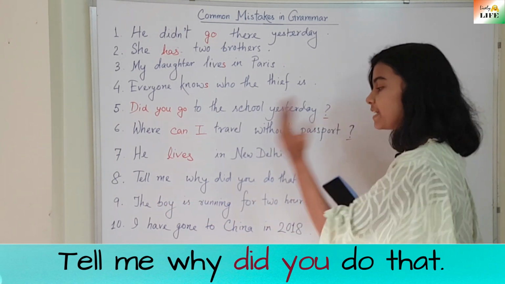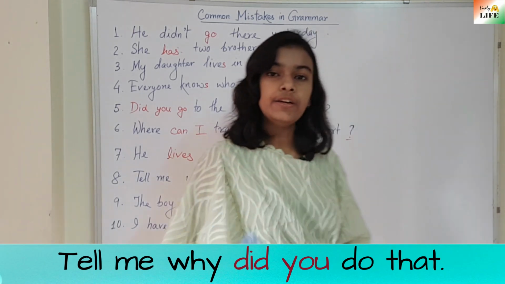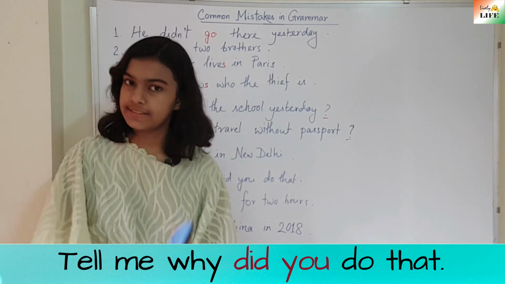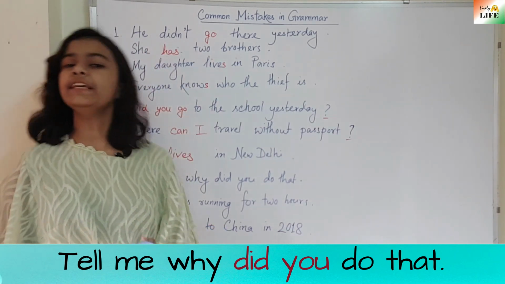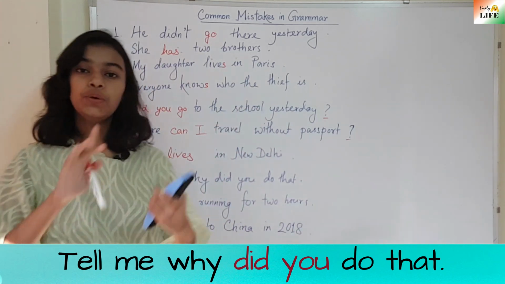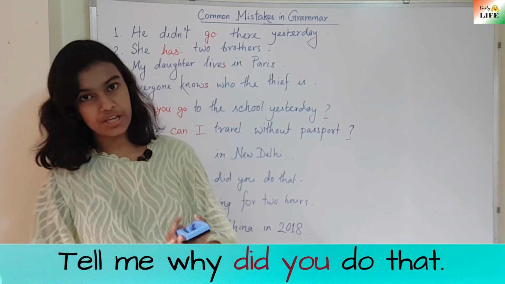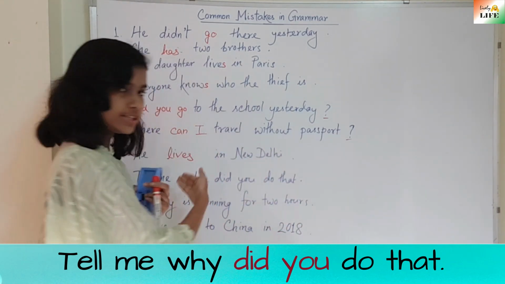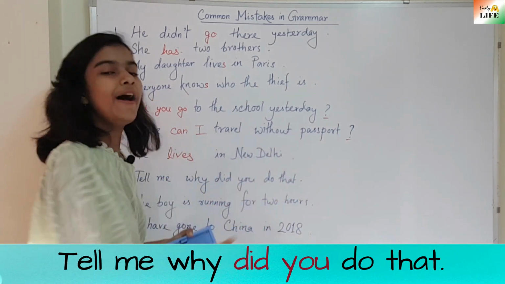After that, the sentence structure would not be like this: "Why did you do that?" No. Here, after the WH word, we use the subject, then the verb, then the object. Here, the sentence is in past tense, so subject, second form of verb, and then the object. But here, the sentence is actually in a question form: "Why did?" Then the subject, then the first form of verb and the object.